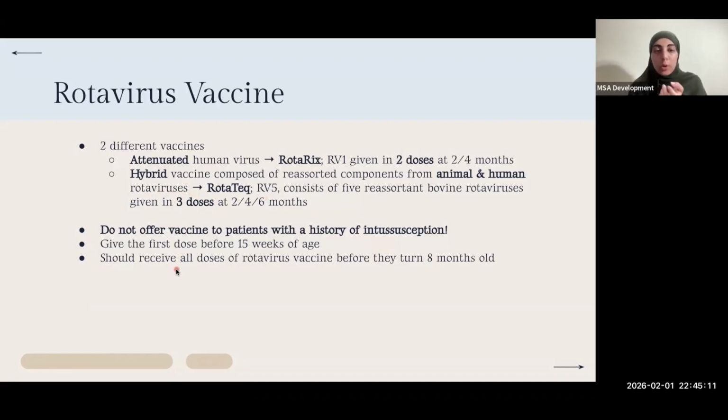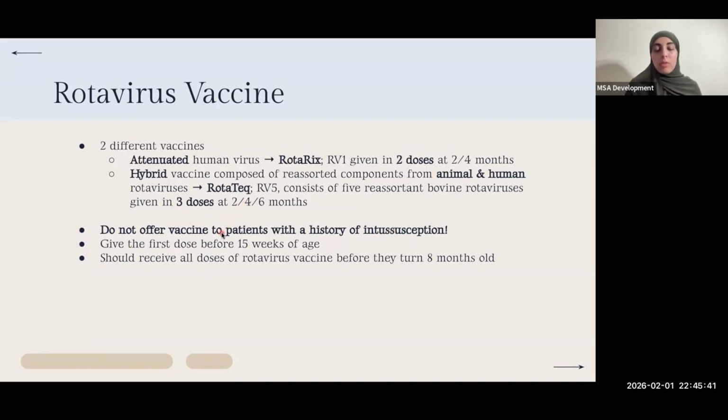Now, an important thing is that you do not offer this vaccine to patients with a history of intussusception because the rotavirus vaccine has been found to lead to intussusception in some patients. It's a risk factor. So if you have a kid with a history of intussusception, avoid giving the rotavirus vaccine because it may trigger another attack of intussusception or put them at risk, which they already are if they've had it before.